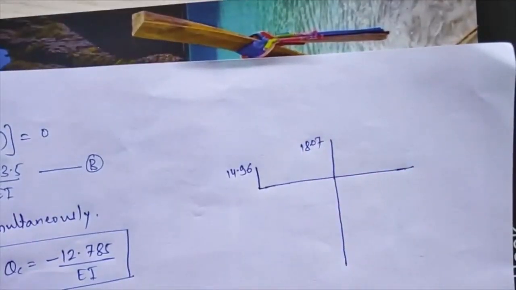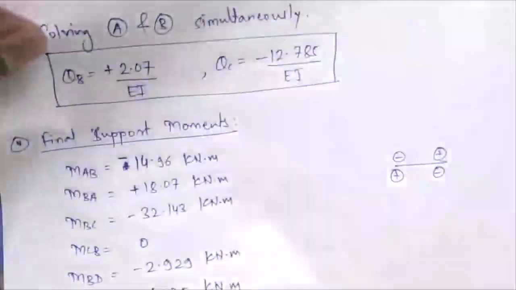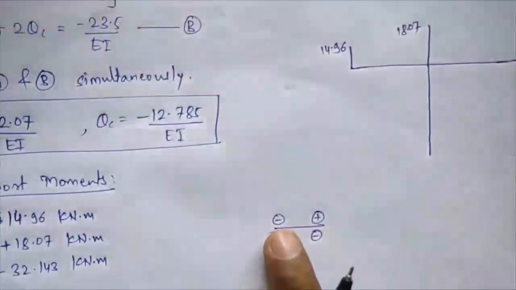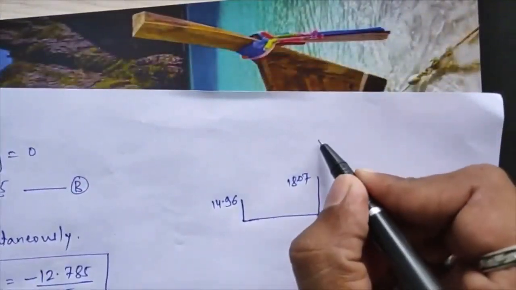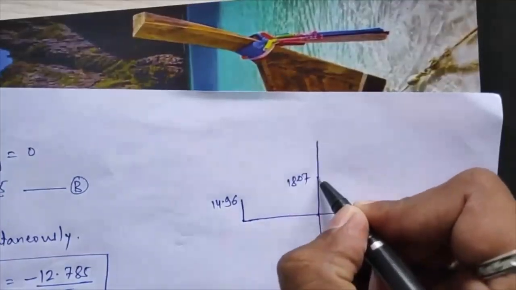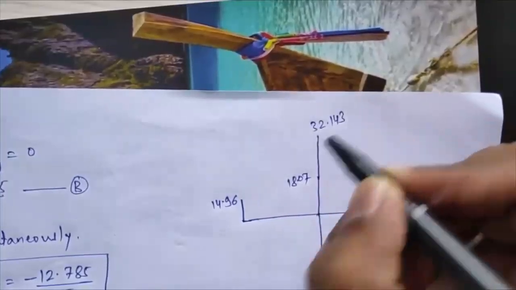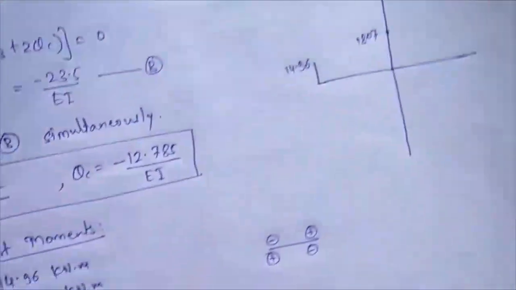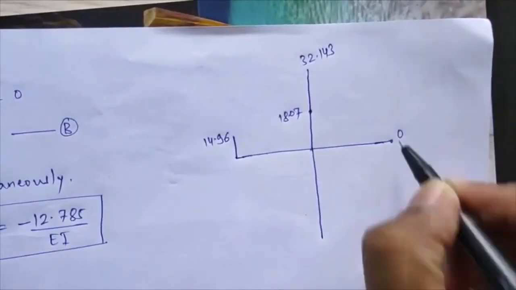18.07. Okay, now we'll shift to next member, that is MBC over there. Now BC moment we are having minus 32.143. So negative it is, again it will be plotted on upward side over there. So from this point to somewhere here, that will come 32.143 over there. Okay, and the next moment MCB, that I am getting directly here equal to 0.